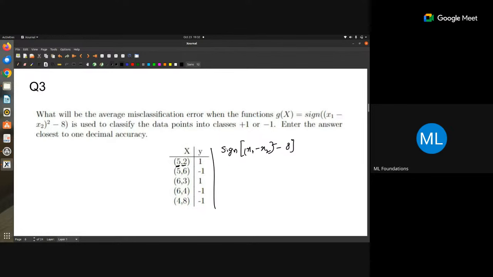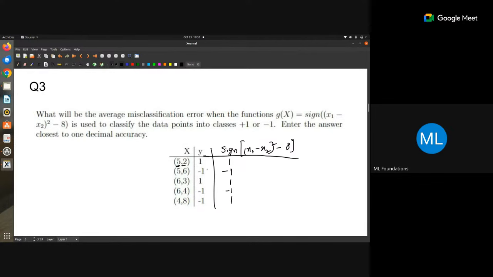These 2 points, right? So 5 minus 2 square is what? 9 minus 8, 1. 5 minus 6 is 1. 1 square is plus 1 minus 8. So it's minus 7. So sign of it is minus 1, right? 6 minus 3. 3 square is 9. 9 minus 8 is plus 1. So it's 1. 6 minus 4 is how much? 2. 2 square is 4. 4 minus 8 is minus 4. Sign of it is minus. So it's minus 1. 4 minus 8 is minus 4. So the square is 16. 16 minus 8 is positive. So it's plus 1. Okay.